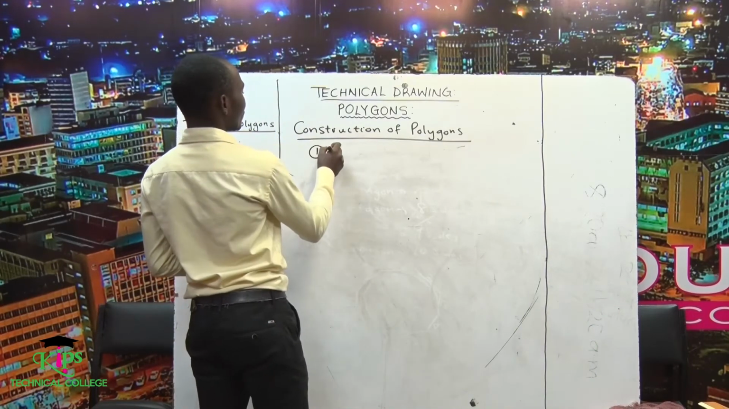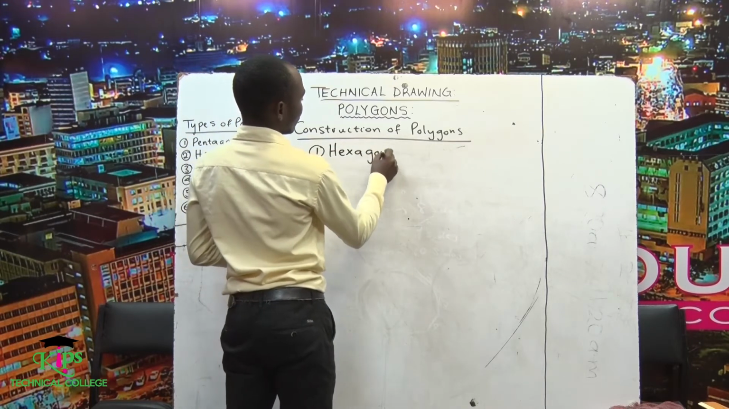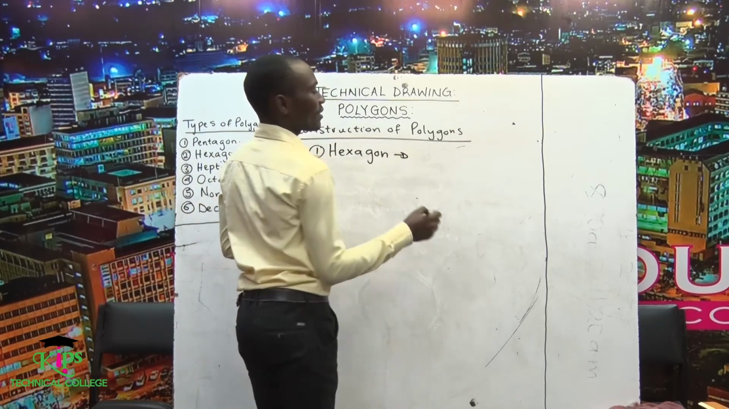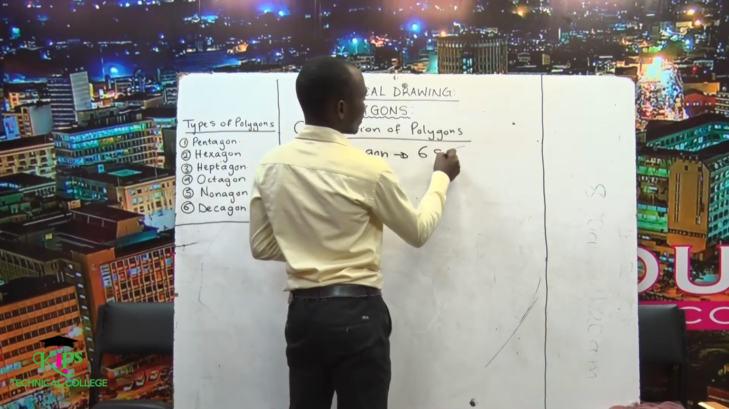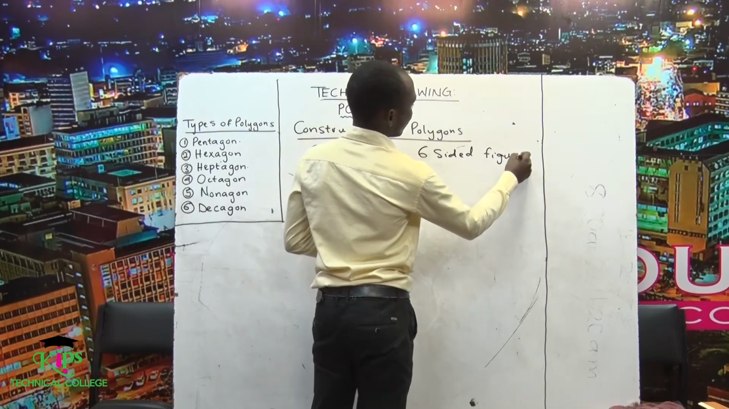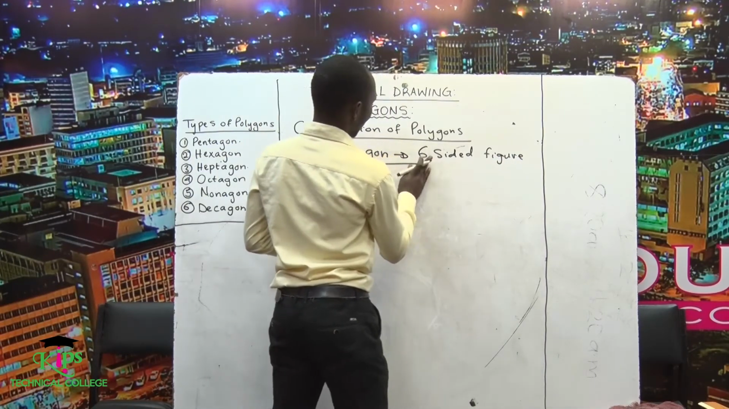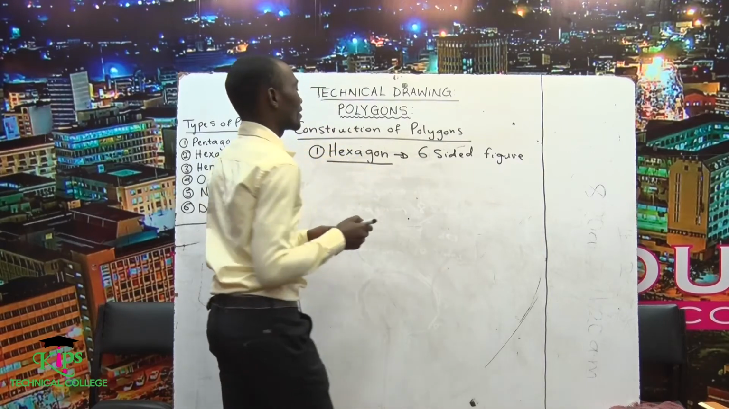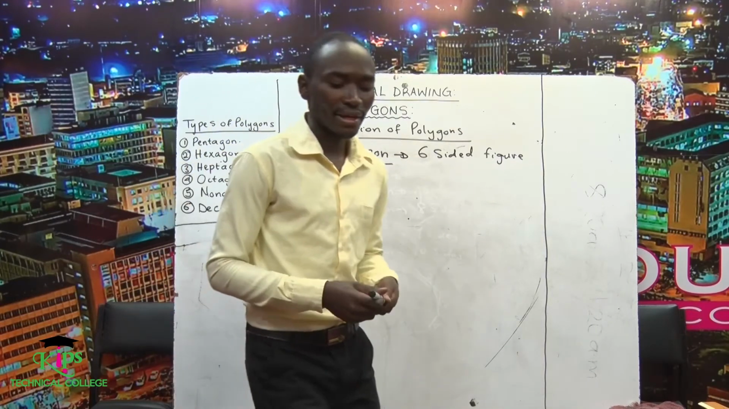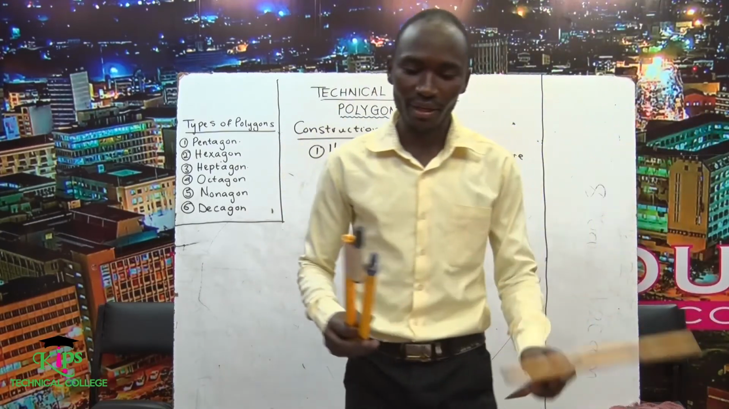Let's begin with the hexagon, whereby we have said it is a 6-sided figure. The hexagon is a 6-sided figure. Let's now begin.